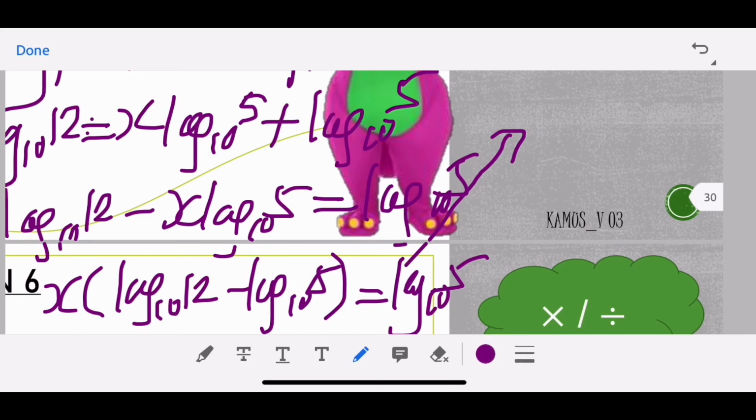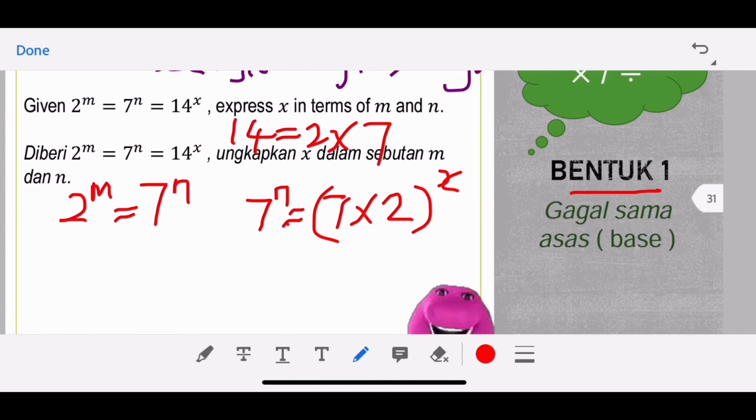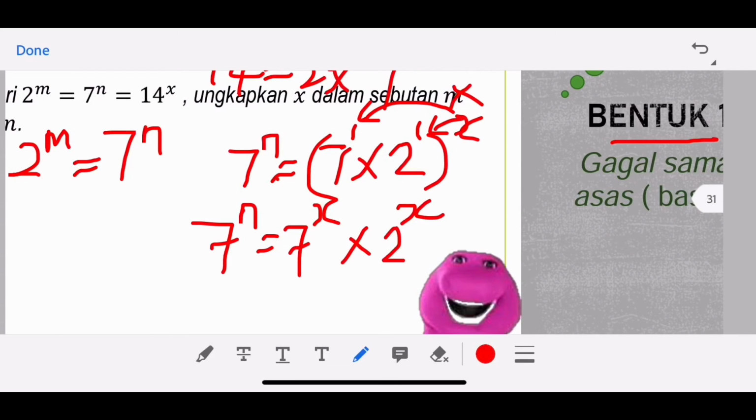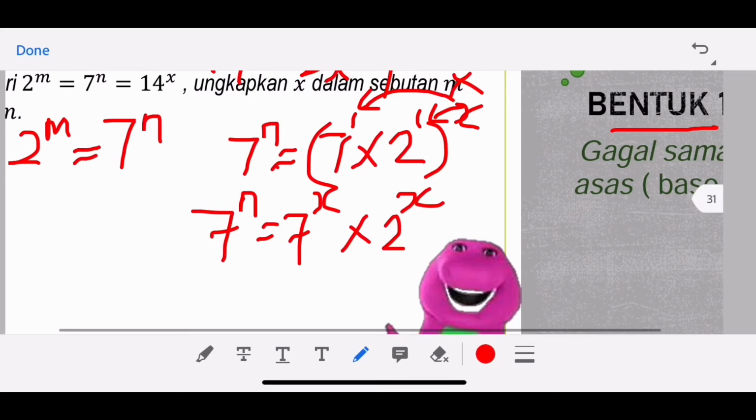Alright, so now I will proceed to another question, which is given 2^m equal to 7^n equal to 14^x. So for your information, when you see 14, you express it as 2 times 7. Okay, so now we are going to try to modify. So we have 2^m equal to 7^n. We split into 2 equations. And then 7^n equal to 7 times 2 to the power of x. Alright, and then now you have to use indices law. So the 7 power 1, 1 times x is x, right? Then 2 power 1, 1 times x is 2 power x. So now you have 7^n equal to 7^x times 2^x.